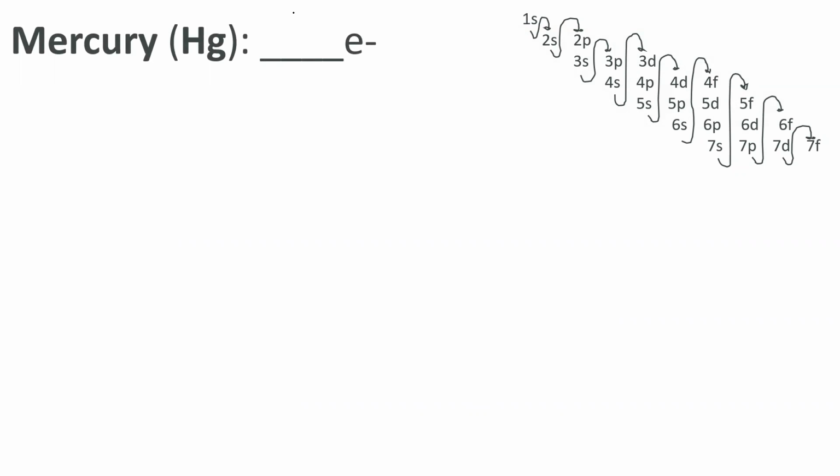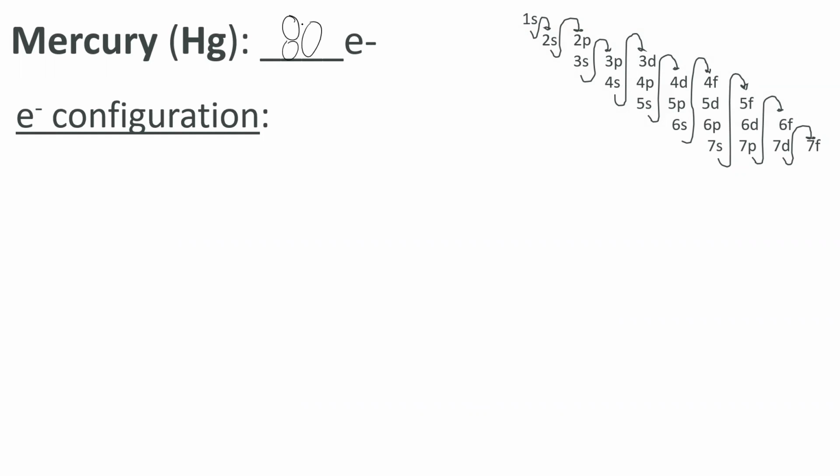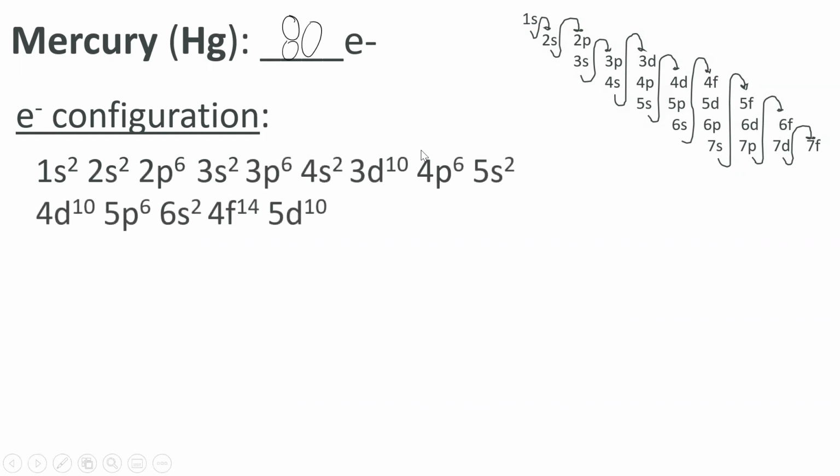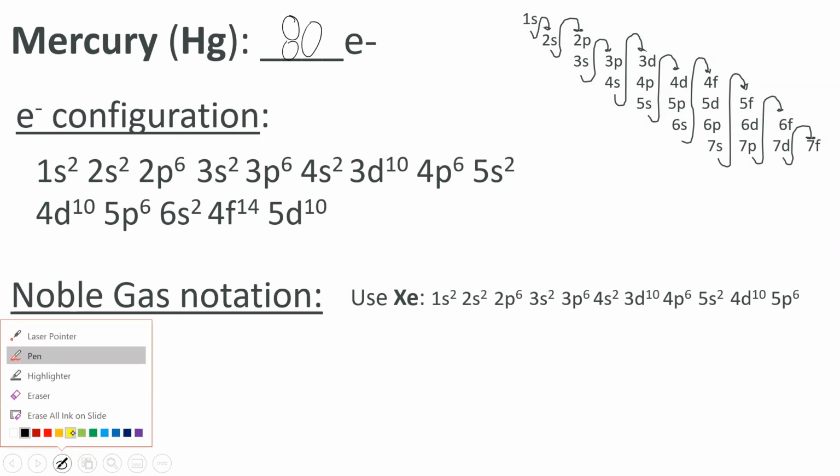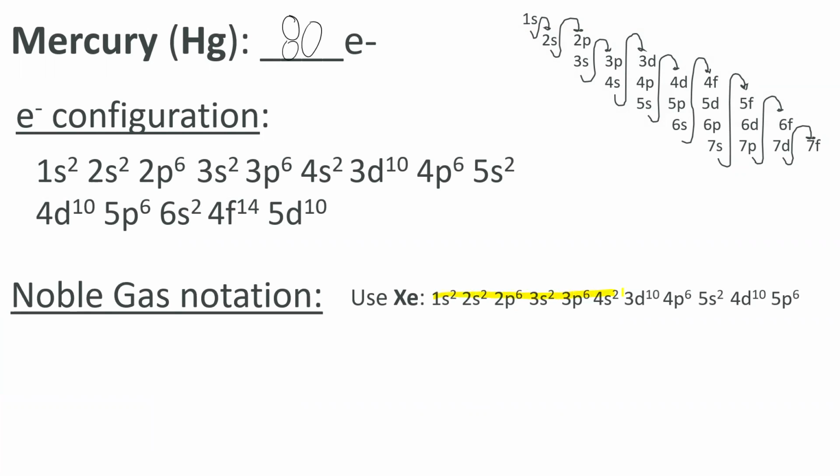All right, try our big one, mercury. This had 80. Remember how long it was to write the electron configuration? I'll remind you. There it is. The noble gas that comes before mercury is xenon. So once again, you have to know xenon's electron configuration, which goes the whole way up to 5p6. So I'm going to highlight up to 5p6. That is my bracket. So Xe in a bracket represents everything up to 5p6.